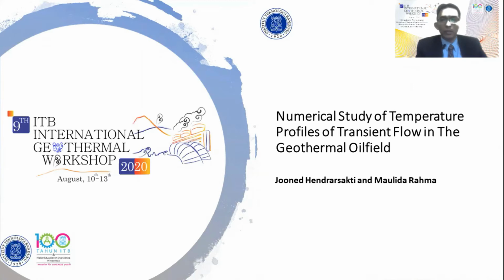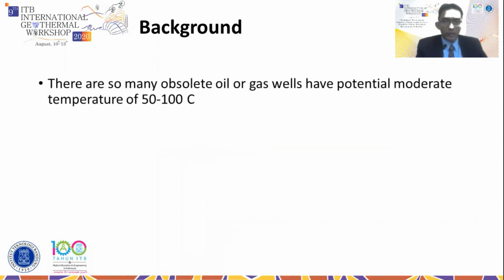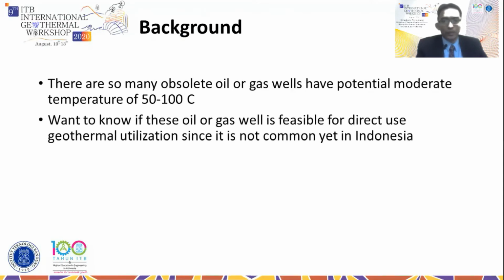in Geothermal Oil Field. The background of our work is that there are so many obsolete oil or gas wells that have a potential moderate temperature of about 50 to 100 degrees centigrade to be used for geothermal applications. So we want to know if these oil or gas wells are feasible for direct use geothermal utilization, because it is not common yet in Indonesia right now.